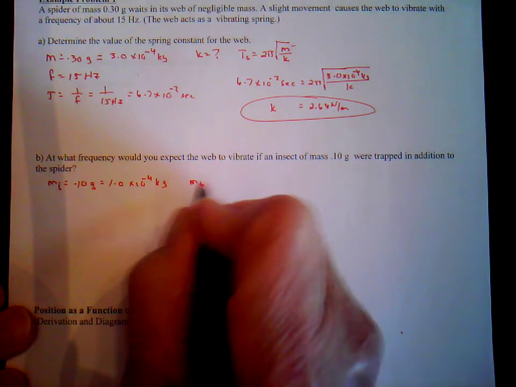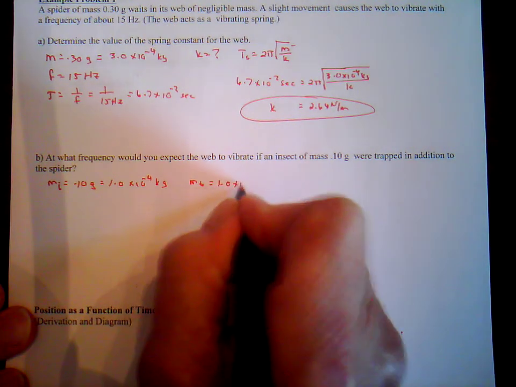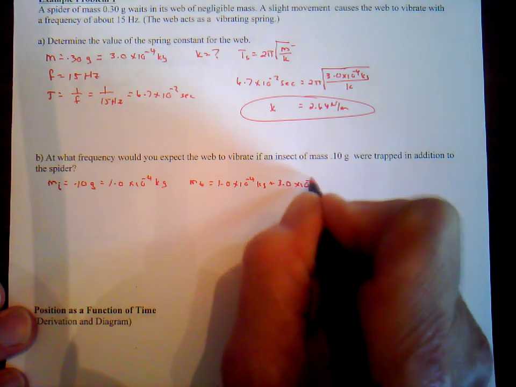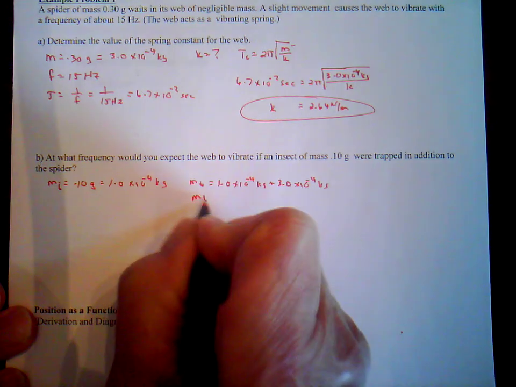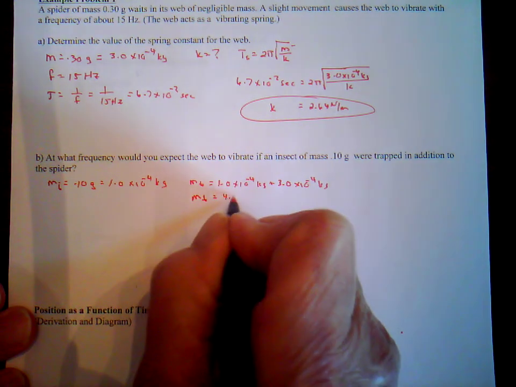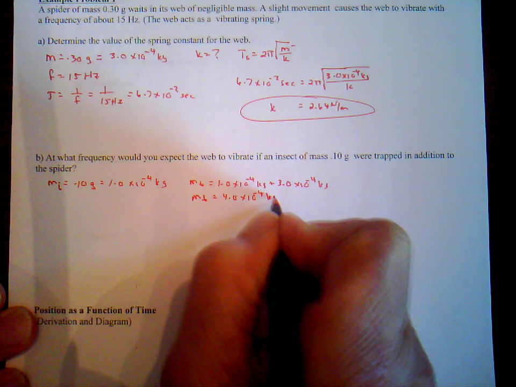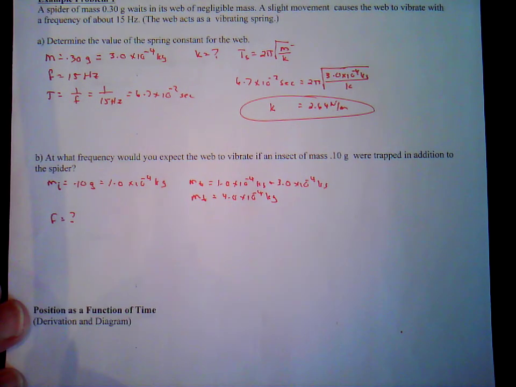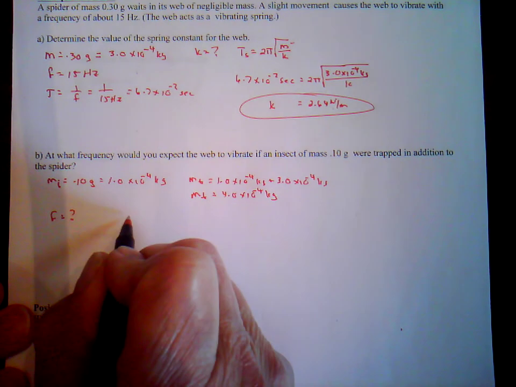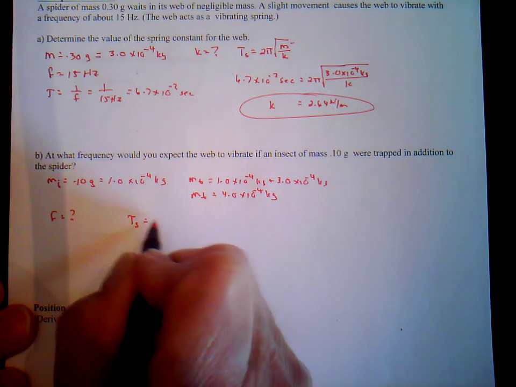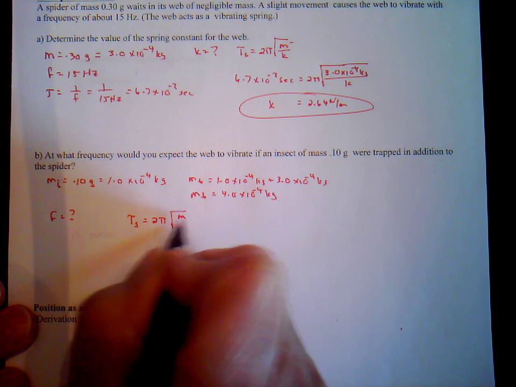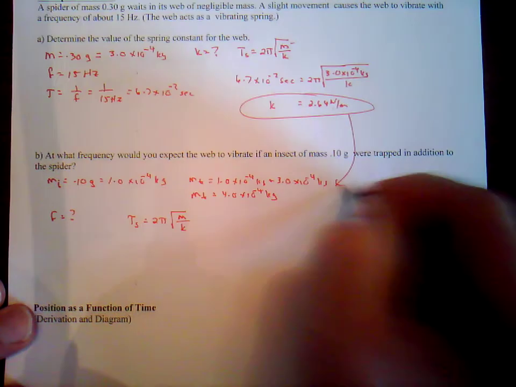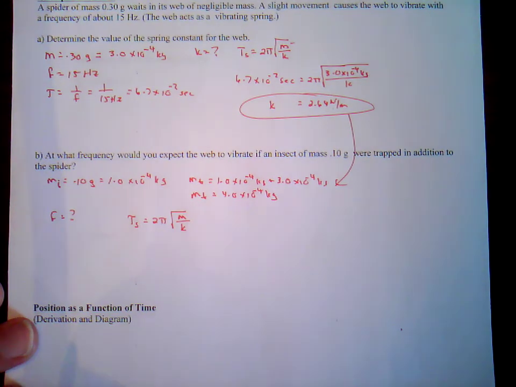So the total mass is going to be the mass of the insect, 1.0 times 10 to the minus 4 kilograms, plus the mass of the spider, which is 3.0 times 10 to the minus 4 kilograms. So that total mass is 4.0 times 10 to the minus 4 kilograms. We want to know the frequency that's oscillating. So again, we can use the period of a spring is equal to 2 pi times the square root of m over k. We can solve for this period because the spring constant is the same for both situations. The mass doesn't change the spring constant.